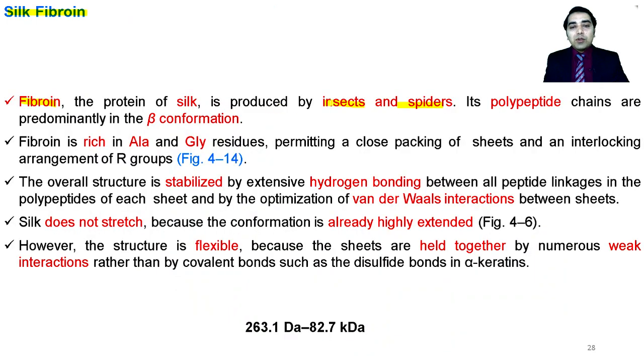Fibroin is a silk produced by insects and spiders. It is a polypeptide chain in beta conformation. This kind of silk is rich in alanine and glycine. The beta sheets are stabilized by hydrogen bonds, and in between the beta sheets there are van der Waals forces maintaining their integrity. The beta sheets are already in the stretched form. They are not stretchable, but they are soft in nature because of the formation of the weak interaction, the van der Waals forces.